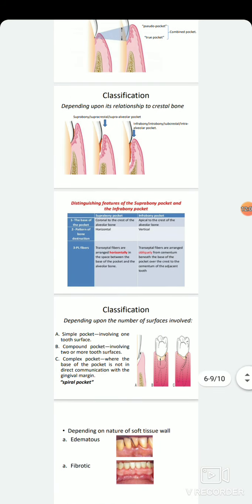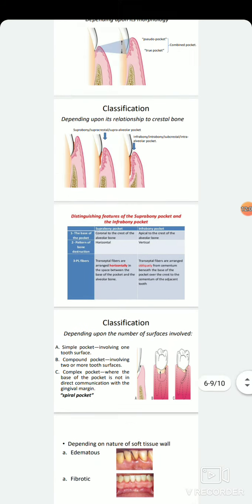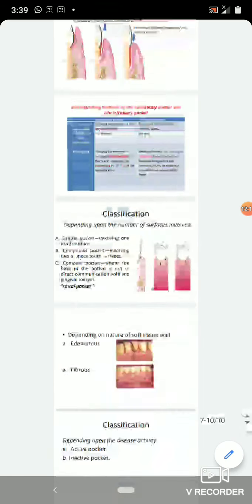And further to this, the clinical features will be discussed in the next lecture.